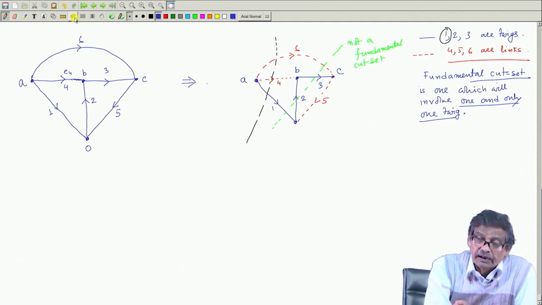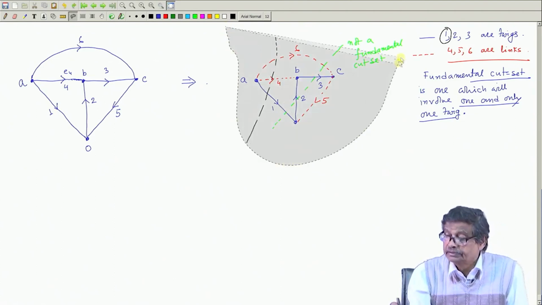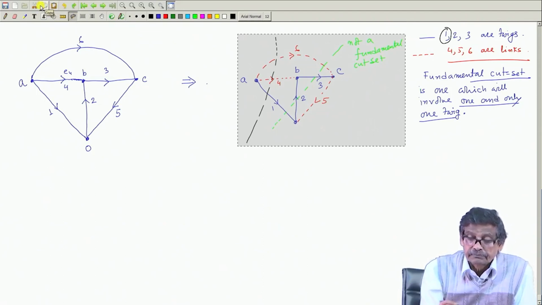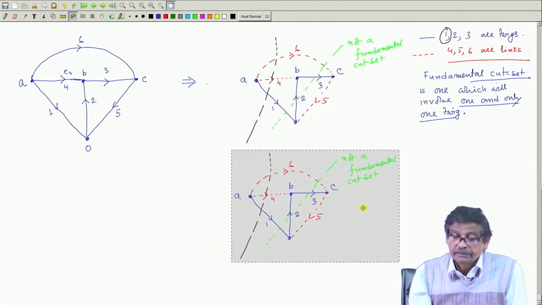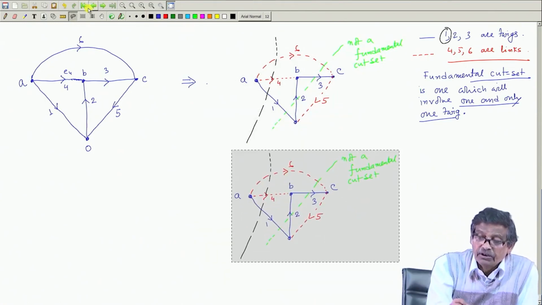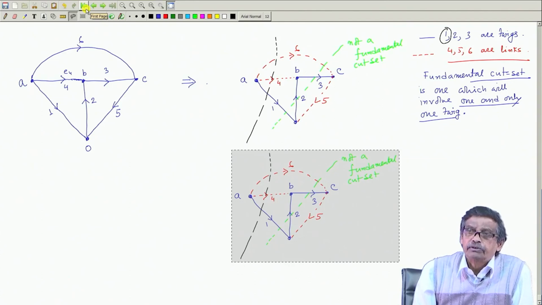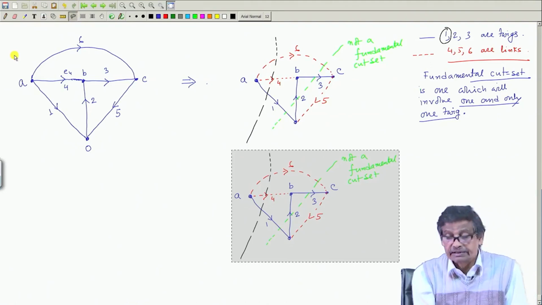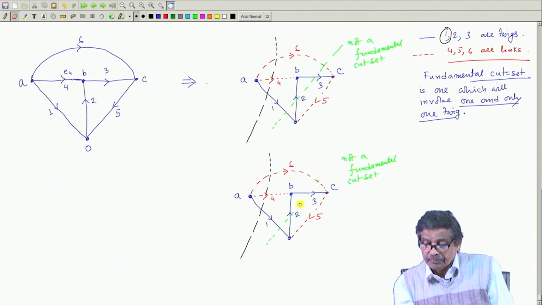So let me redraw this. This one you just copy and then paste here. So, here in this diagram I will only draw the fundamental cut sets. How many fundamental cut sets will be there first of all? As many as there are twigs. So, I will erase this thing, because after all this is not a fundamental cut set.